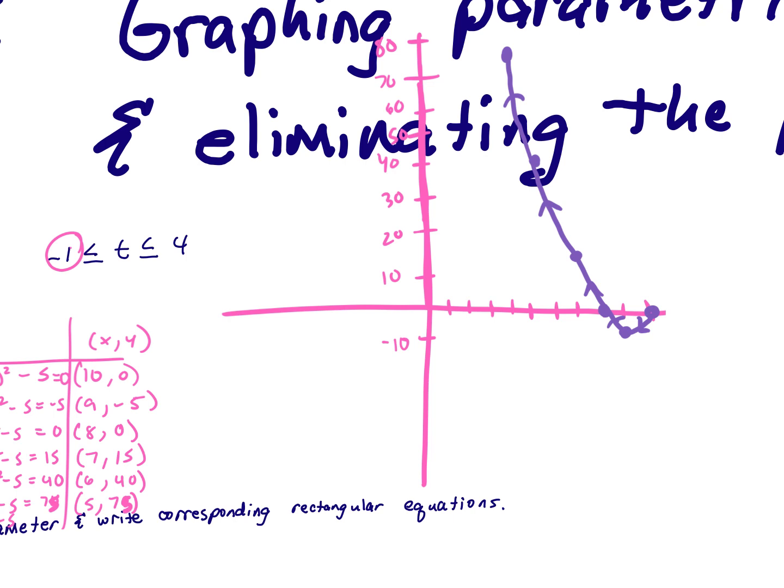Your graph doesn't have arrows at the end because it's not like a parabola. It's just from -1 to 4. So don't put a 0 at the end. It's just from here. So you're going to have a closed circle here and a closed circle here.